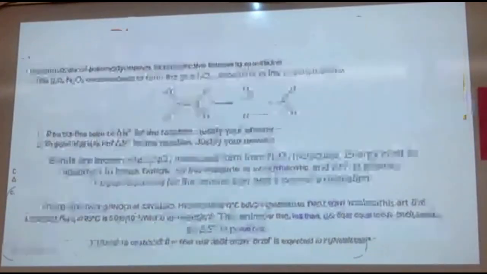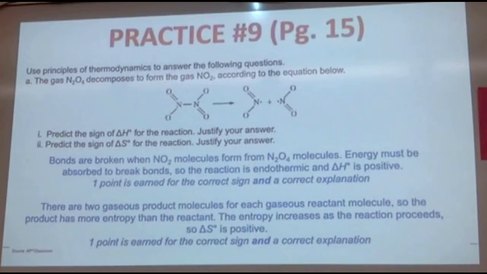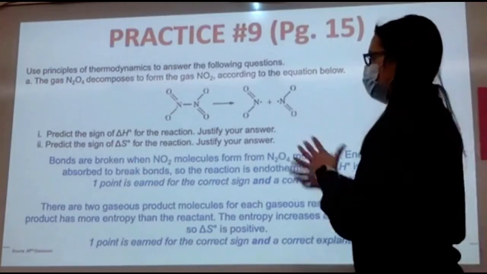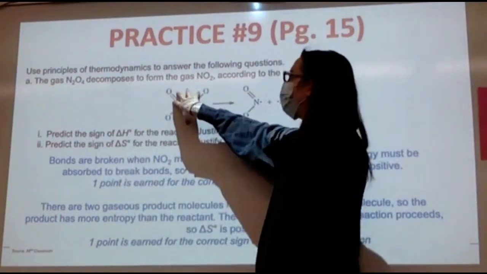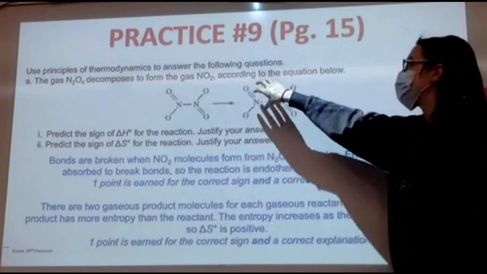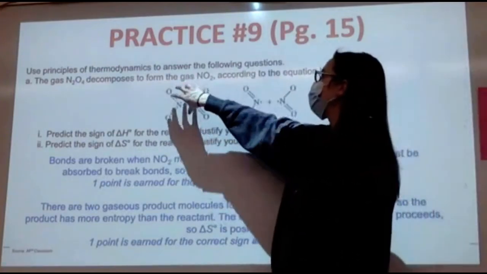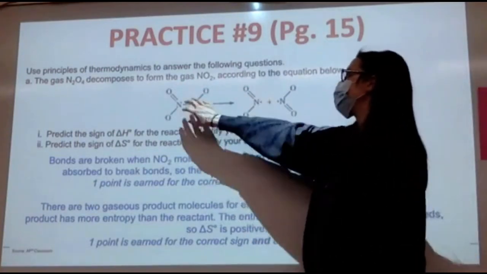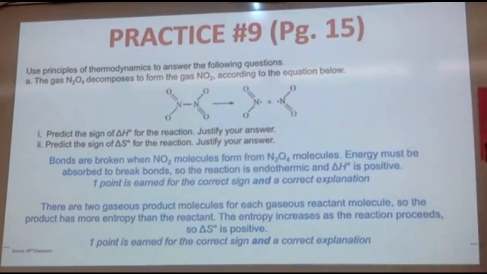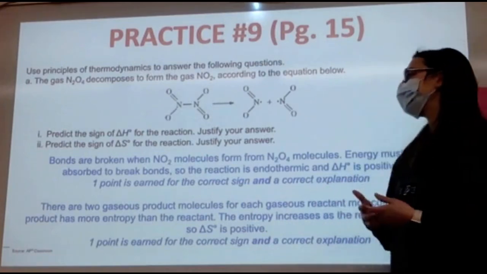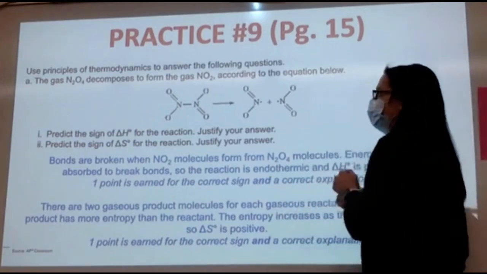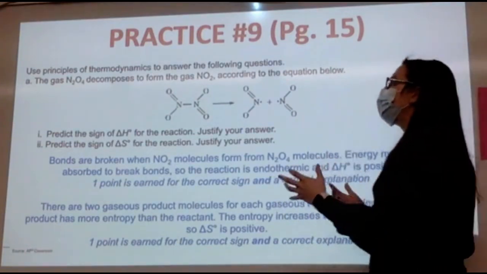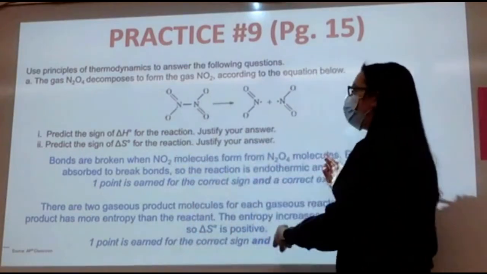For part A, I have each answer on a different slide to make it easier for us to see. It says that the gas N2O4 decomposes to form the gas NO2. So it tells us that both of these are gases, but then it allows us to see at the molecular level what it looks like. It shows us the Lewis structures. Part 1 says predict the sign of delta H and justify your answer. It doesn't tell us whether it's exothermic or endothermic, but they show us the Lewis structures for each one.